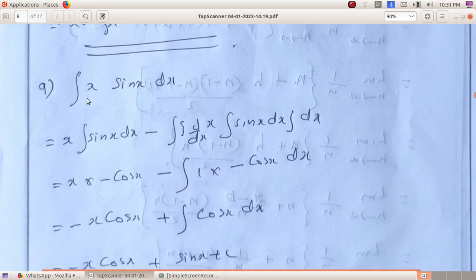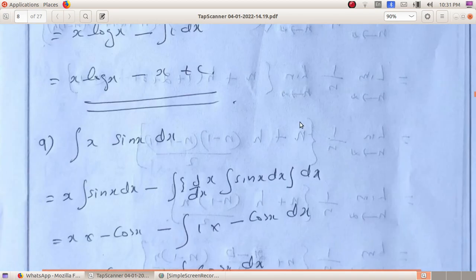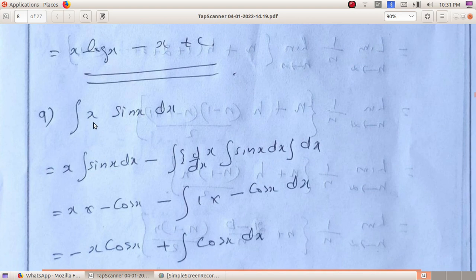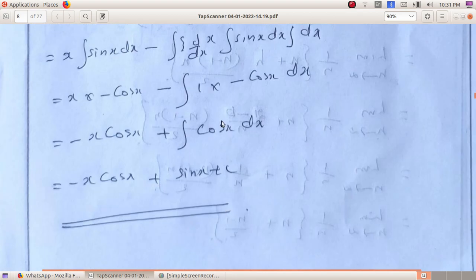Now in the question, integral x sin x dx. x means algebra, sin x means trigonometry, algebra, trigonometry. So let us apply ILATE: algebra, trigonometry. So this is u, this is v. Then u into integral of v minus integral of derivative of u into integral of v dx. So x into integral of sin x, minus cos x, minus integral derivative of x, 1, into integral sin x, minus cos x, dx. Two negatives will become positive, minus x cos x plus integral cos x, which means sin x. So this is the answer.